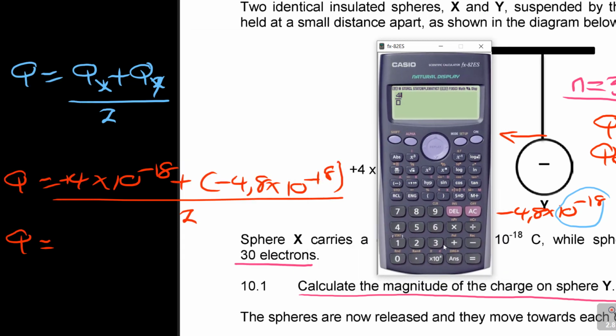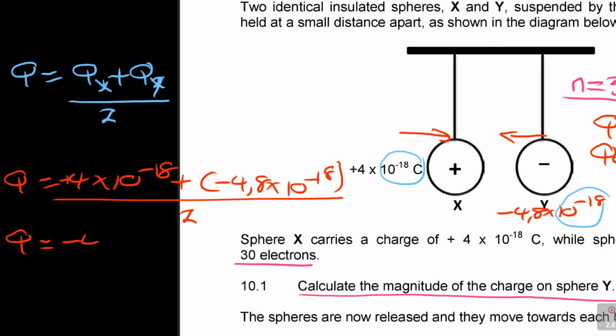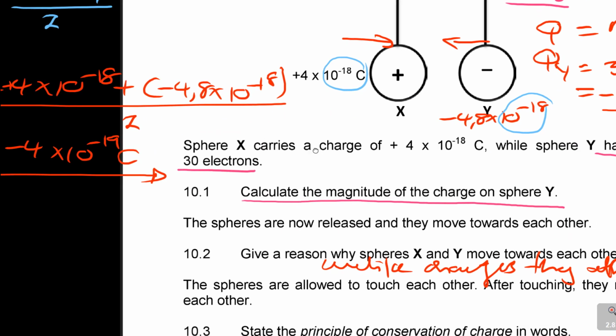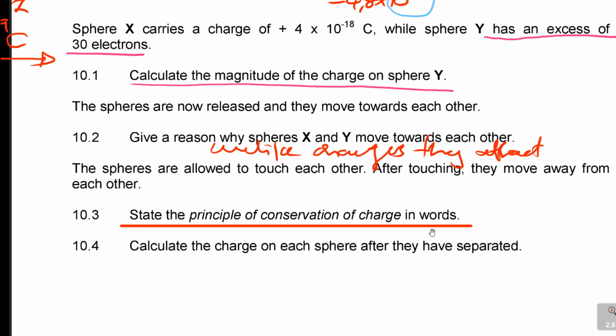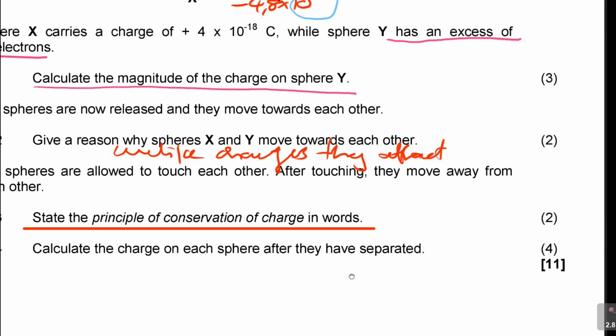So it's 4 times 10 to the power of negative 18, plus negative 4,8 times 10 to the power of negative 18, and we divide by 2. That is negative 4 times 10 to the power negative 19 what? Coulombs. So don't forget the units. This is the final charge on each sphere, because the question is to calculate the charge on each sphere after they have separated. This is that charge. Then you get 4 marks.